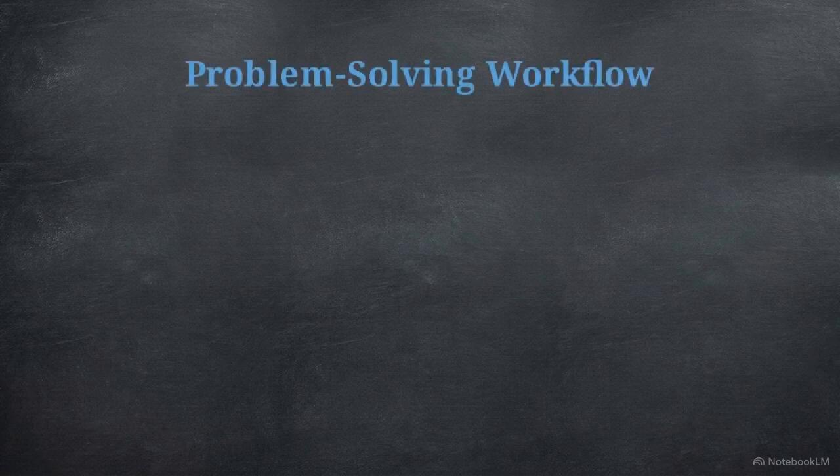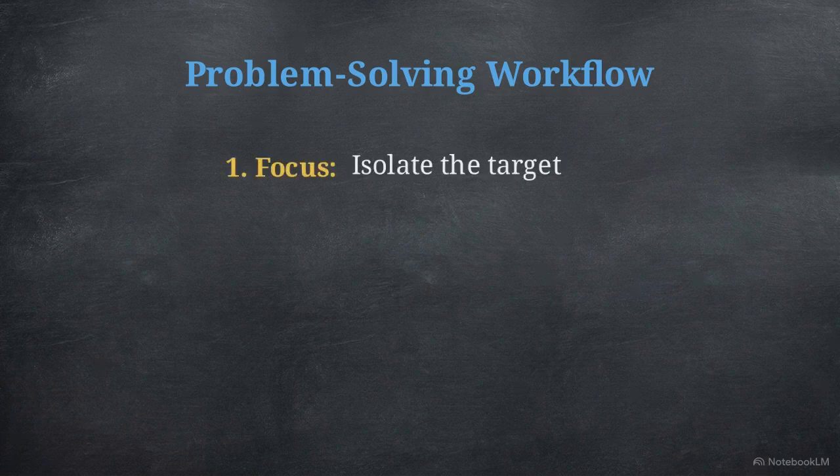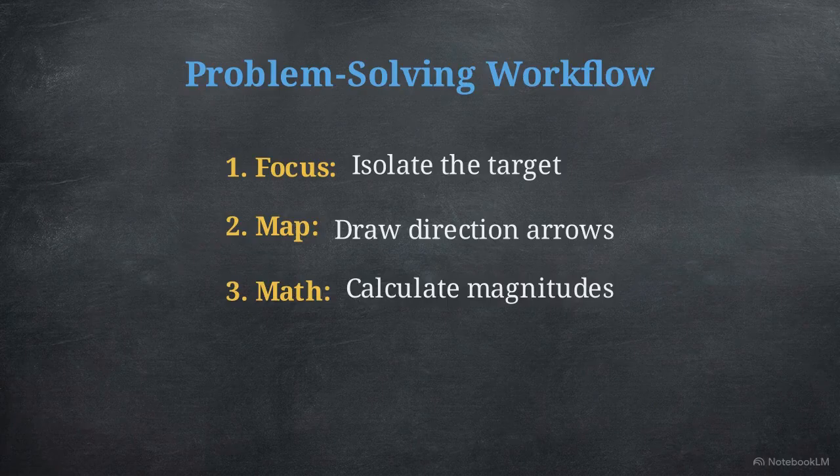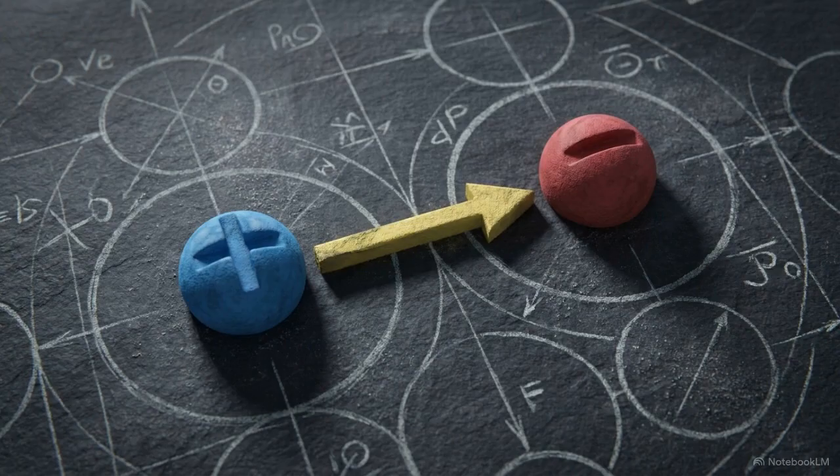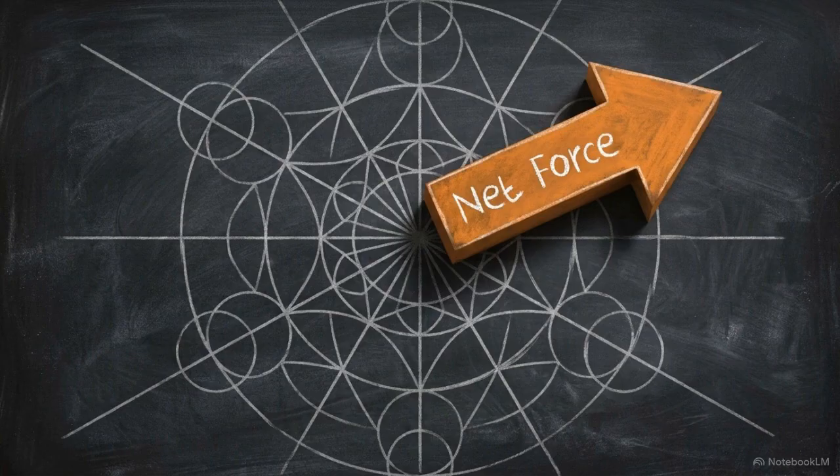For any multiple charge problem, follow this workflow. 1. Isolate the target. 2. Draw the direction arrows. 3. Calculate the magnitudes. 4. Add the vectors. Success with the principle of superposition comes from isolating the individual interactions first. Once the pairwise forces are clearly defined, the final result is just a matter of combining the vectors.